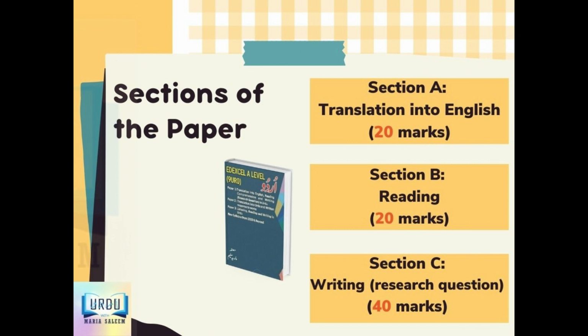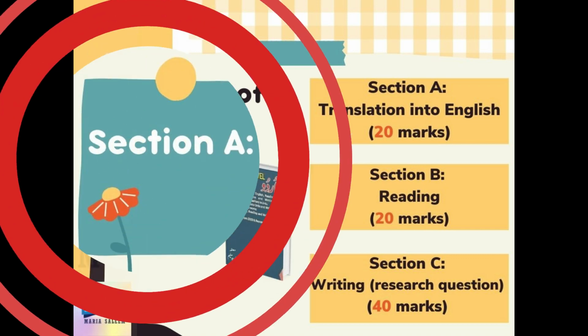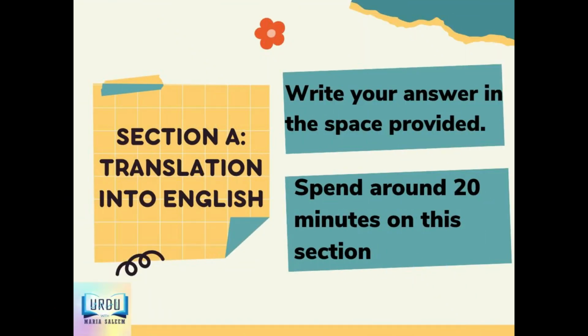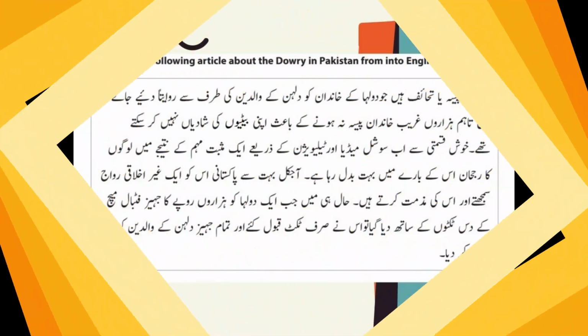Paper 1 consists of 3 sections. Section A, translation into English, total 20 marks, an unseen passage to be translated from Urdu to English. Please write your answer in the provided space and it is recommended that you spend around 20 minutes on this section.